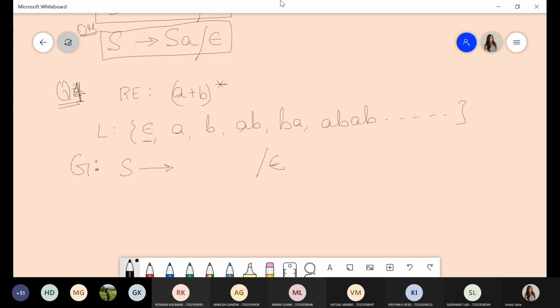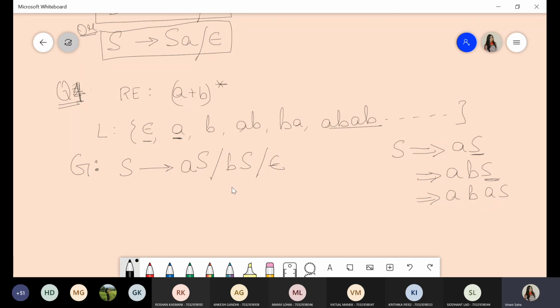Next, it can start with a, so I can write it as aS. And there could be b also, so I can write it as bS. So let's say I want to generate this string. Will I be able to generate it? Let's see. Capital S derives aS because it is starting with a, right? So I'm going to take aS. Now this S I can replace with bS. Now this S, next time I can generate with aS.